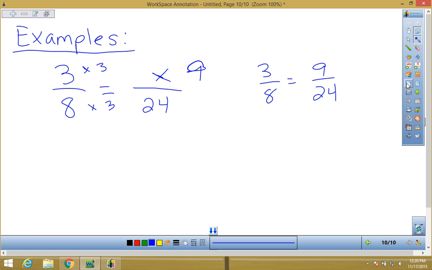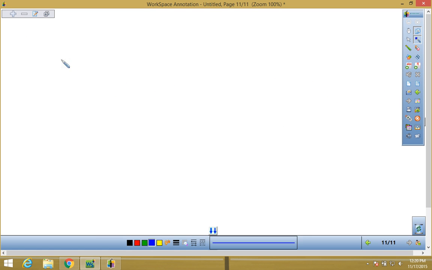All right, let's look at another example. 4/5 is equal to 40 over what? 60. When you think you've got it, raise your hand.